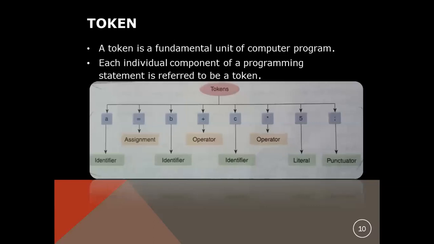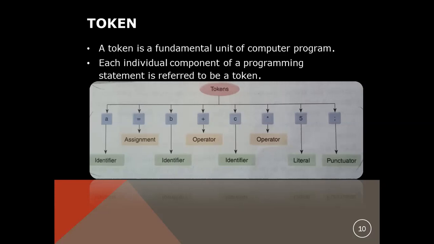A token. A token is a fundamental unit of a computer program. Like we say, a cell is a fundamental unit of any living organism. Similarly, a token is a fundamental unit of a computer program. Every individual component of a programming statement is referred to as a token.